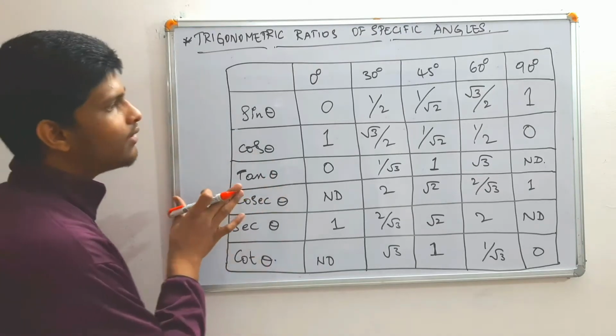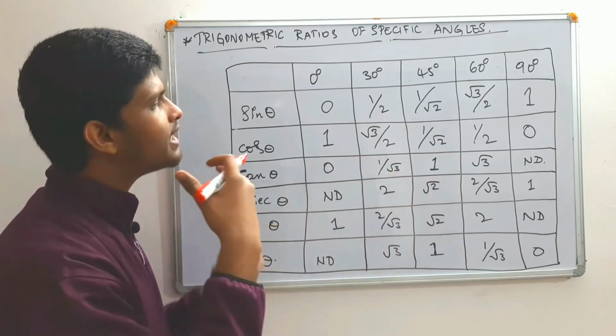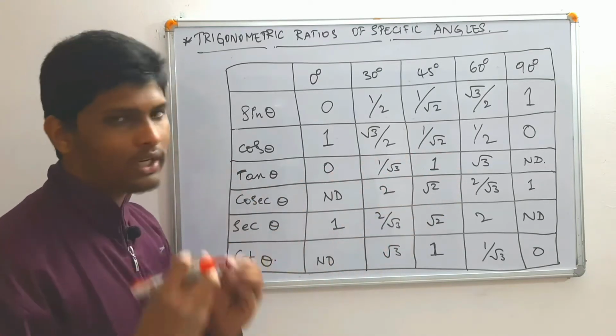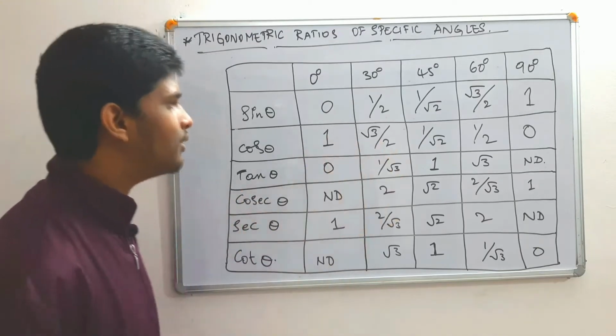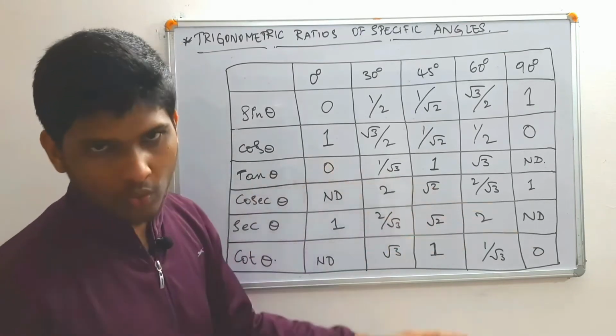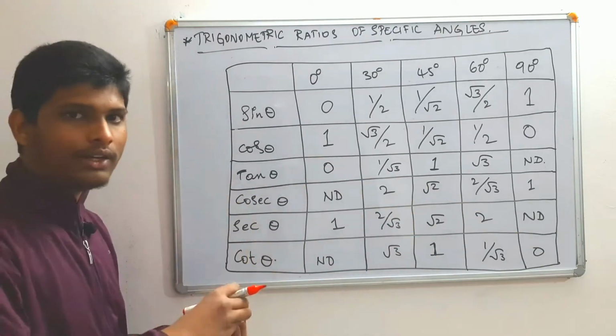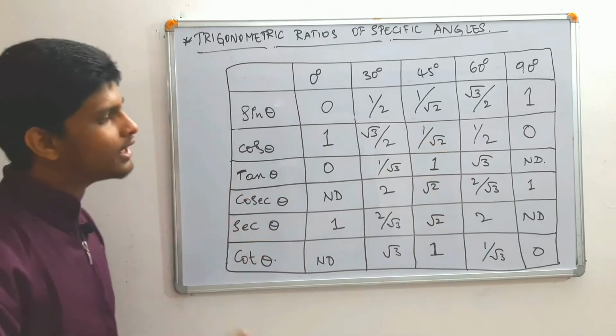Alright, and tan, even tan is increasing from 0 to not defined. Some people say infinity, but that's not absolutely correct. We should call it not defined. From 0 to not defined it goes. And cosecant theta from not defined, it decreases to 1. Secant theta from 1, it increases to not defined. And cot theta from not defined, it decreases to 0.